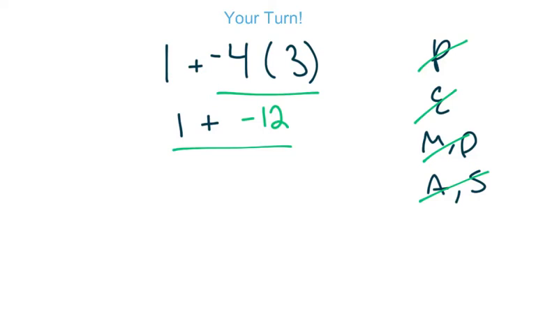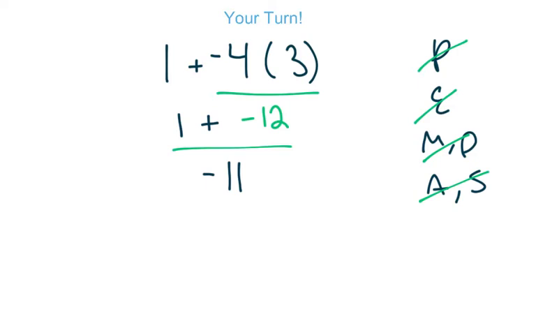The rule is if they are opposite signs, I'm going to subtract, and then I'm going to take the sign of the number with the greatest absolute value. So I think about this like I owe someone $12. I give them back $1. I still owe them $11. So negative 11 would be my final answer.